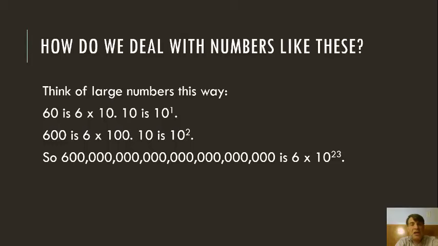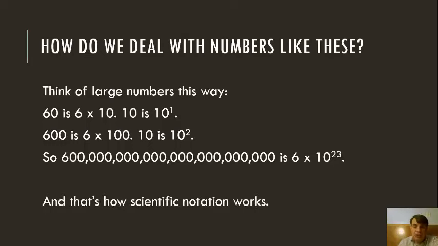So this 600 septillion, if I counted it right, is 6 times 10 to the 23rd power. Why? Because there's 23 zeros. If you count all those zeros, there are 23 zeros. So you can see how it's a lot easier to write 6 times 10 to the 23rd power than it is to write 600000000, and so on. And so this is scientific notation. It is a simplified way of writing really, really big or really, really small numbers. That's how scientific notation works.